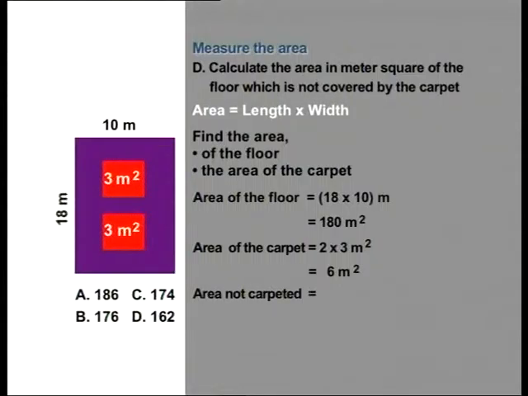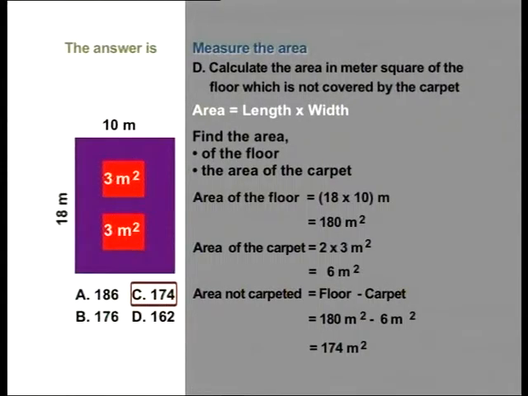To get the area not covered by the carpet, we have to subtract the area of the carpet from the area of the floor. So 180 meters square subtract 6 meters square equal to 174 meters square. The answer is C, 174 meters square.